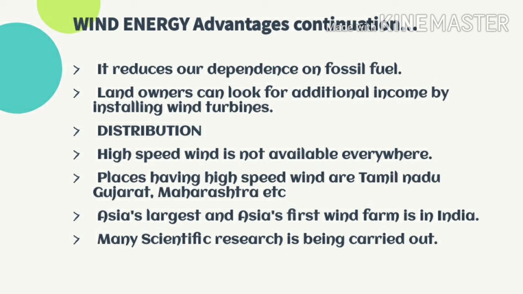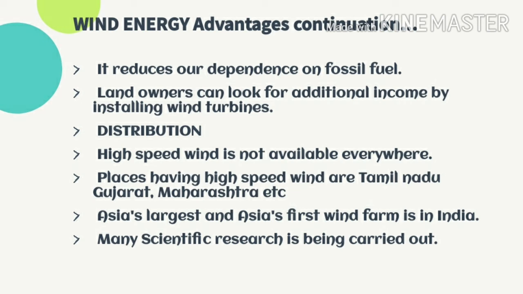The third one is that a landowner can look for additional income by installing a wind turbine. Landowners can look for extra income by installing wind turbines on land that is already utilized for agricultural purposes. They can also sell the wind energy to the local grid, so that they can earn some money from it.